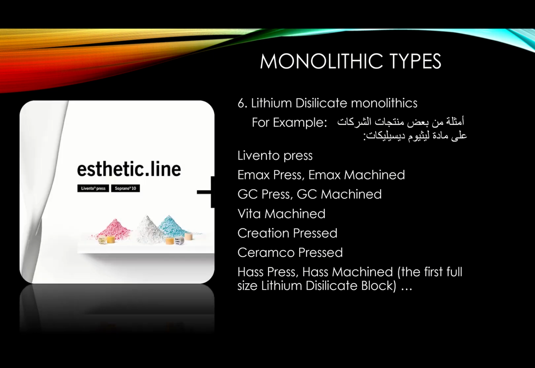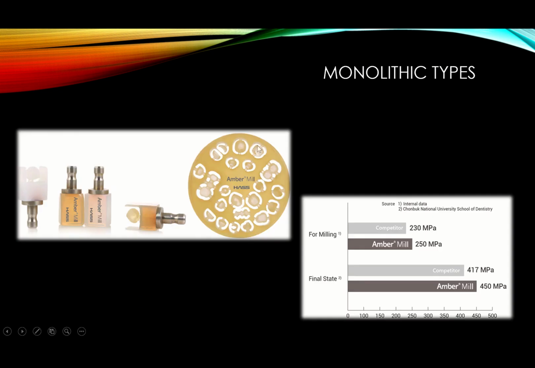So these are some of the products that I use here in the lab. Levinto Press, Emax Press or machined, GC Press, and there's GC machined, Vita machined, CAD-CAMmed, Creation pressed, Ceramco pressed, and then there is Haas Press and machined. Now Haas is the first company, I don't know if there are any other companies that came up with the same block, but Haas is the first full-size lithium disilicate block. It looks like this. That's the Haas block.